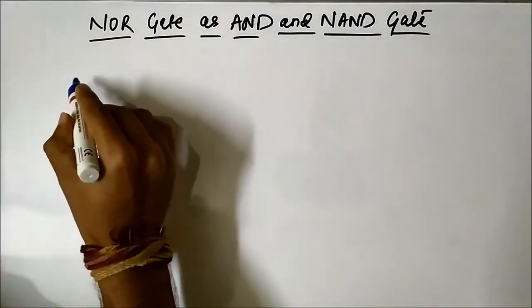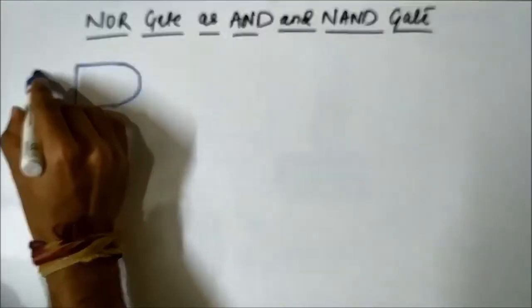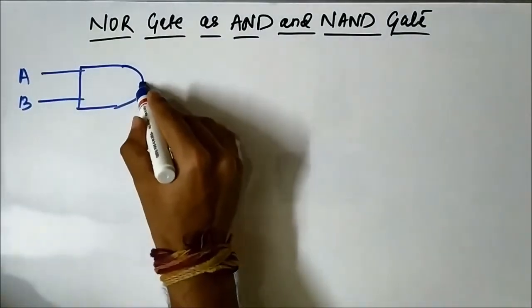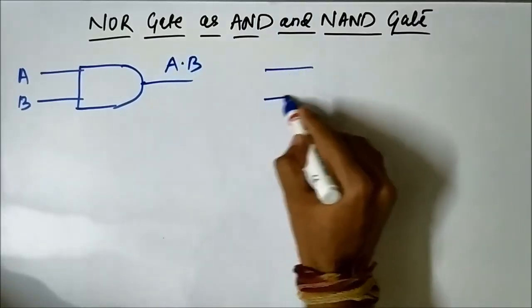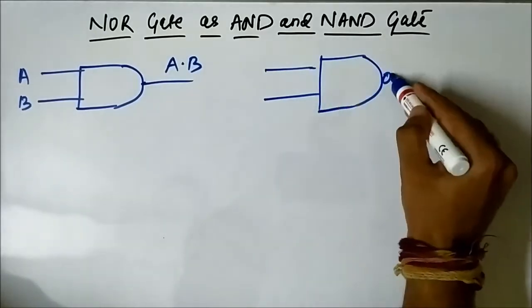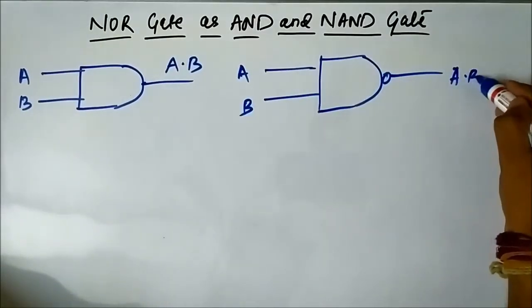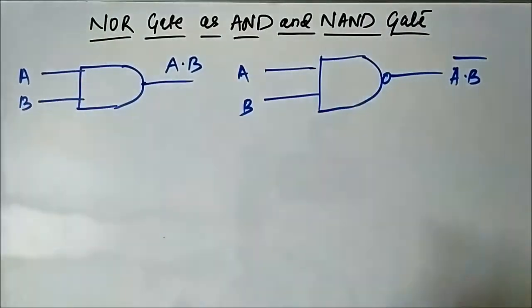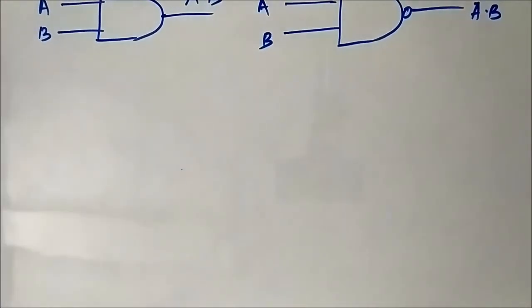Now the AND gate gives us the output as A dot B, and the NAND gate is the same with a bubble, the complement, and the output is the complement version of the AND gate. Now we have to generate these two signals using NOR gates. Okay, so let us see how we can do that.